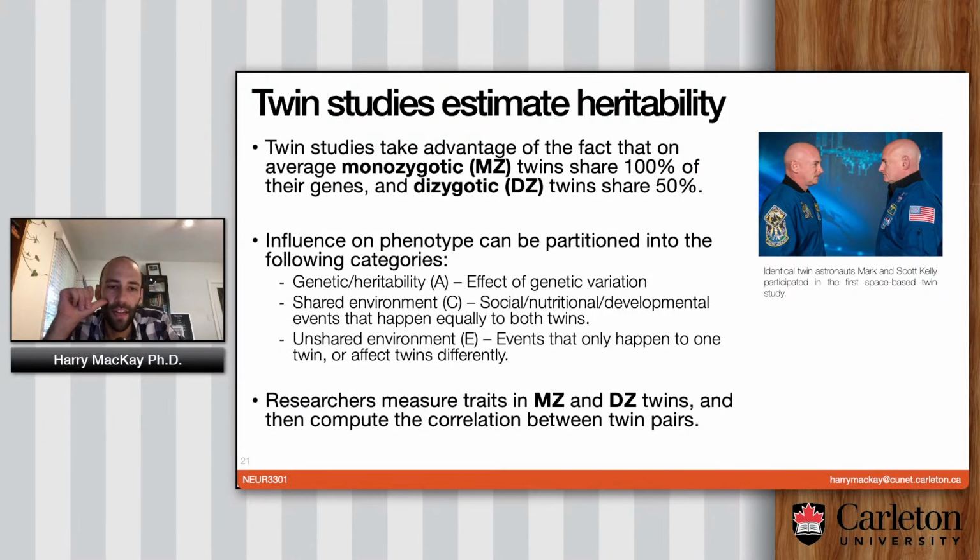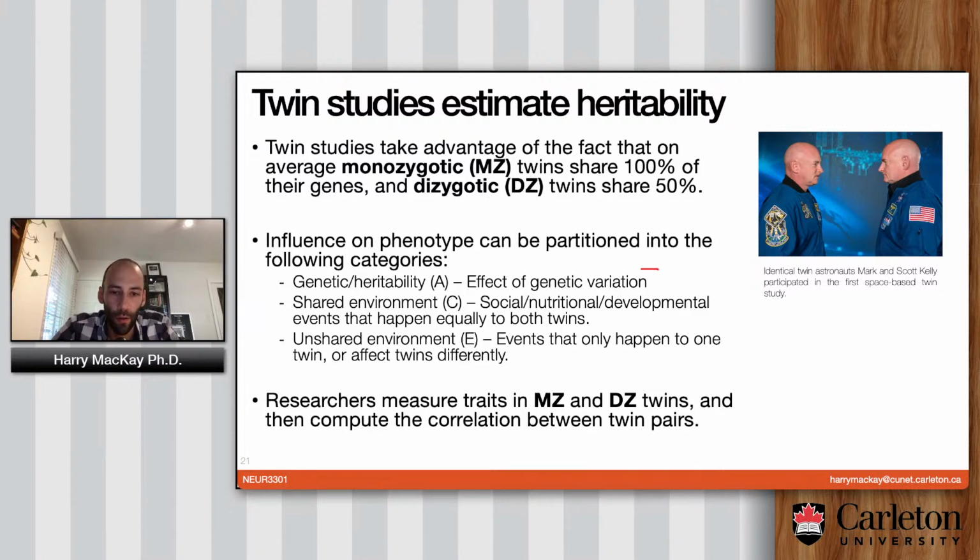So twin studies take advantage of the fact that the average monozygotic or identical twins share 100% of their genes, and the average dizygotic twins share about 50%. So you can take measurements of twins, both monozygotic and dizygotic, and partition the variation in a given trait, say intelligence or educational attainment or reading ability or whatever else, into 3 of the following categories.